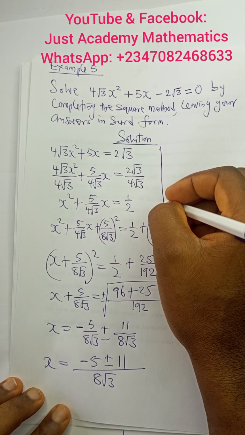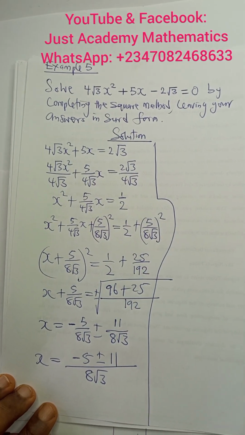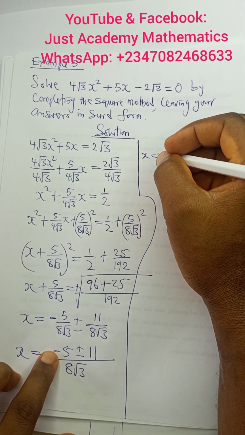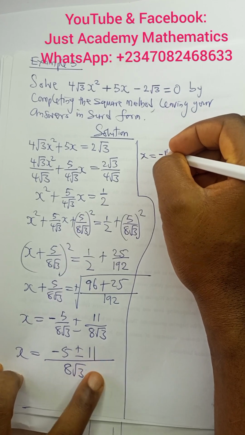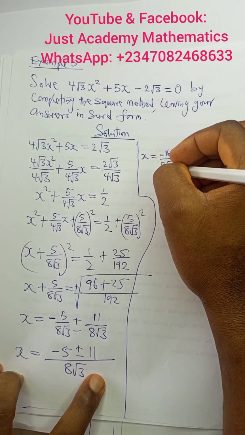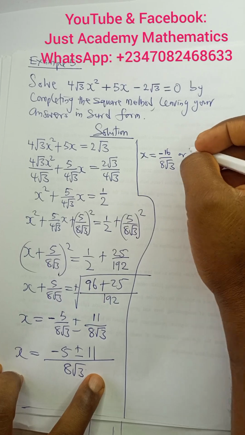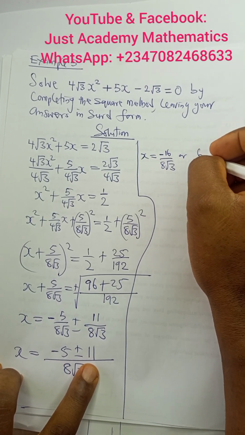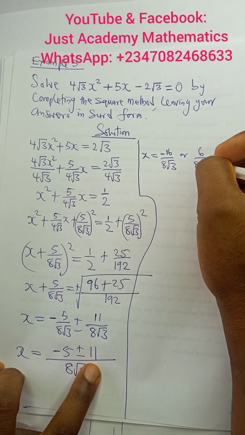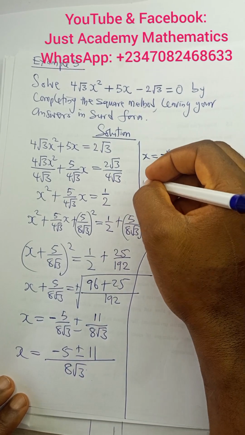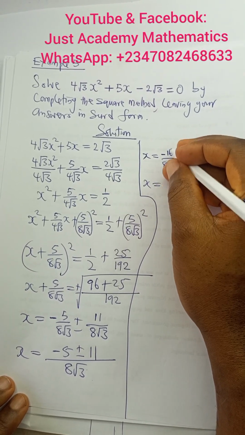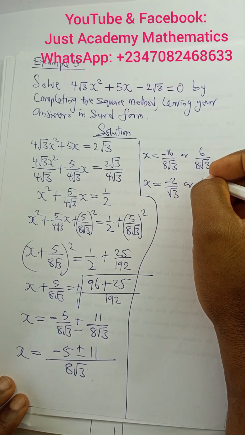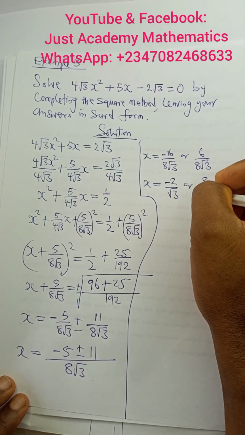Now, we are asked to leave the answer in short form, so we are not done. We are not done. To present this in short form, we are saying that x is equal to minus 5 minus 11 is minus 16 over 8 root 3. Then, or x is equal to minus 5 plus 11 is 6 over 8 root 3. So we are going to rationalize, but before then, let's reduce the value. 8 can divide 16 into 2. That is minus 2 over root 3, or 2 goes there, 3 over 4 root 3.